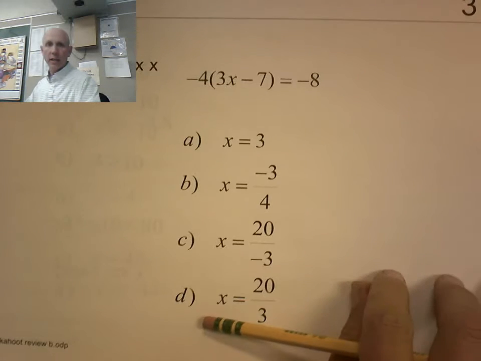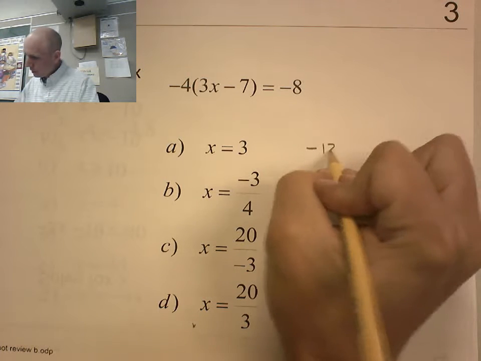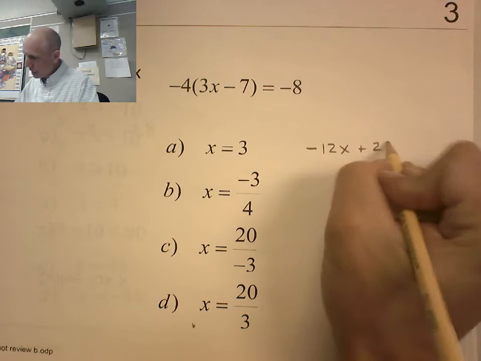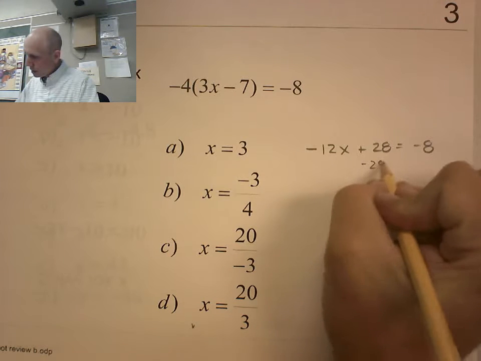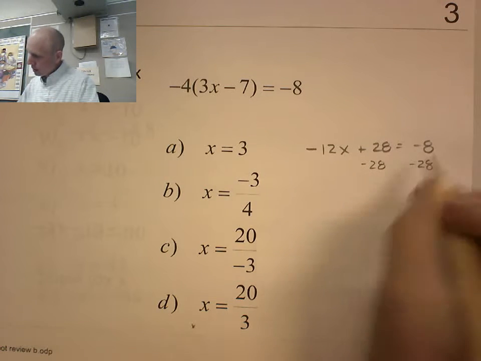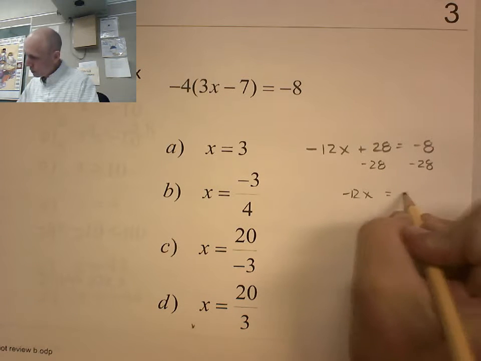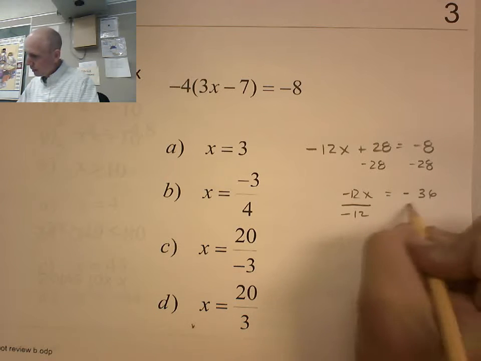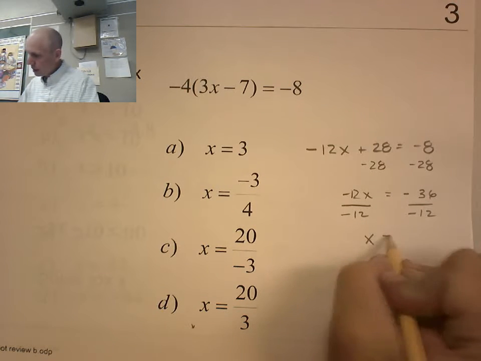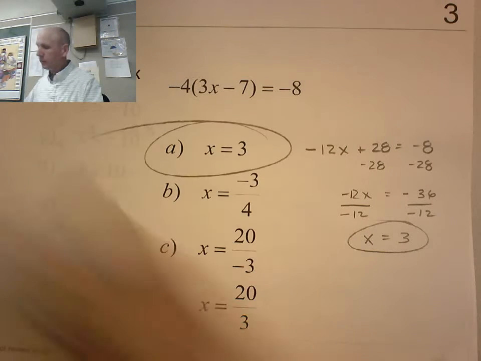Number 3, solving it for x. So I'm going to start with some distribution. That's going to take me to negative 12x plus 28 equals negative 8. Minus 28 minus 28, negative 12x equals negative 36. Dividing by negative 12, dividing by negative 12, x equals 3. Right there, A, that was number 3.